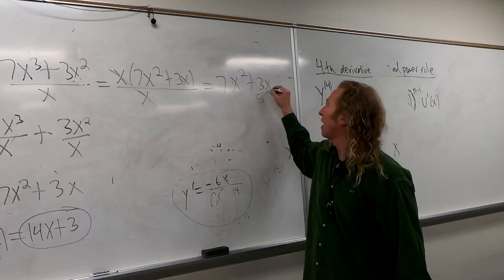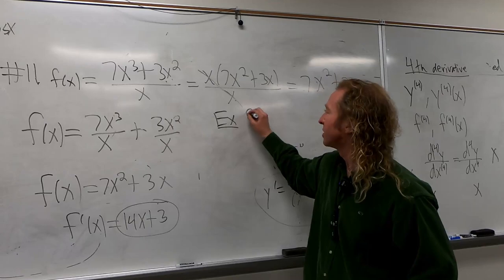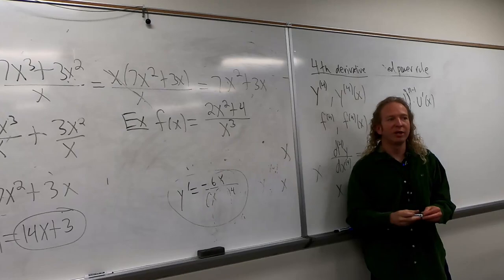Perhaps the reason I didn't do it that way, even though Luke's way is faster, is because if you had something like, say, 2x squared plus 4 over x cubed. Let's try this one. All right, let's try this one. In this case, you can't factor out anything, right? So you do have to break it up.